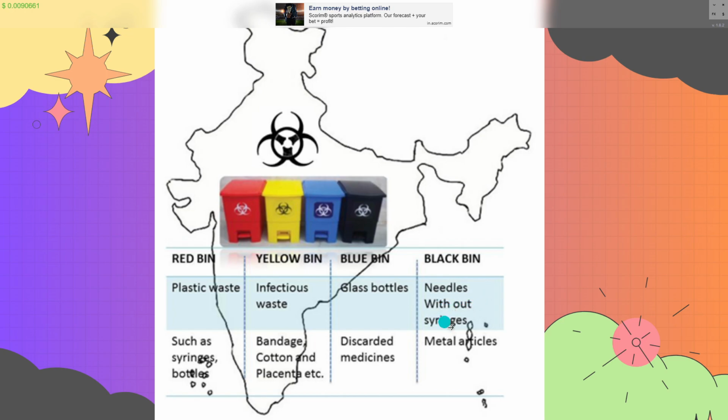So here all needles and sharp instruments without syringes. Needles without syringes. Here mentioning without syringes. The syringes will go into the red bin. Metal articles and sharp instruments will go into the white bin or black bin. Okay. Let's go into the MCQs.